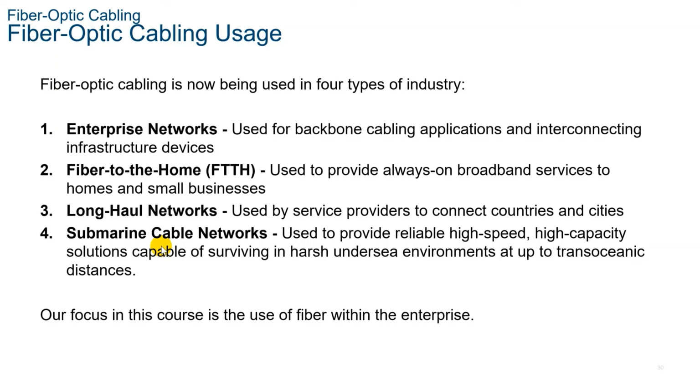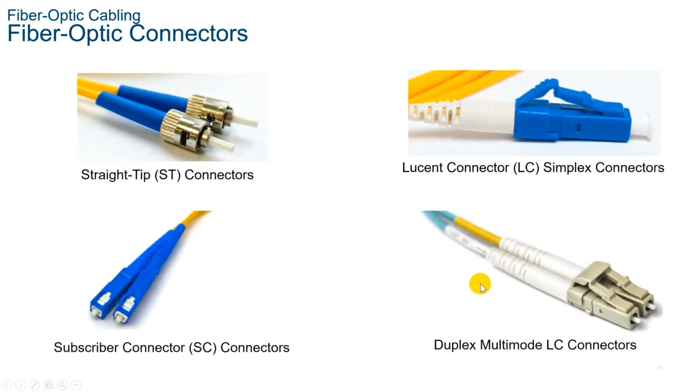So our focus in this course is the use of fiber within the enterprise. Alright? Now, same with UTP cable. So fiber optic has different connectors also. Okay? So an optical fiber connector terminates the end of the optical fiber. A variety of optical fiber connectors are available. So the main difference among the types of connectors are dimensions and methods of coupling. So businesses decide on the types of connectors that will be used.